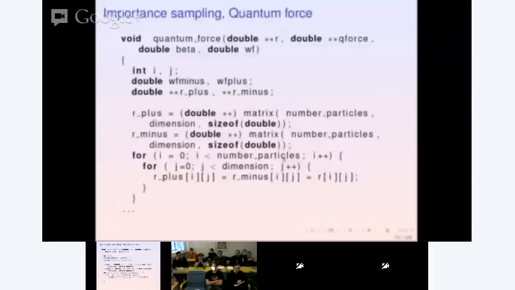Now, if I look at this quantum force, what I've done here is actually to compute the quantum force numerically. And I don't know, have you implemented the closed form expression for the local energy?